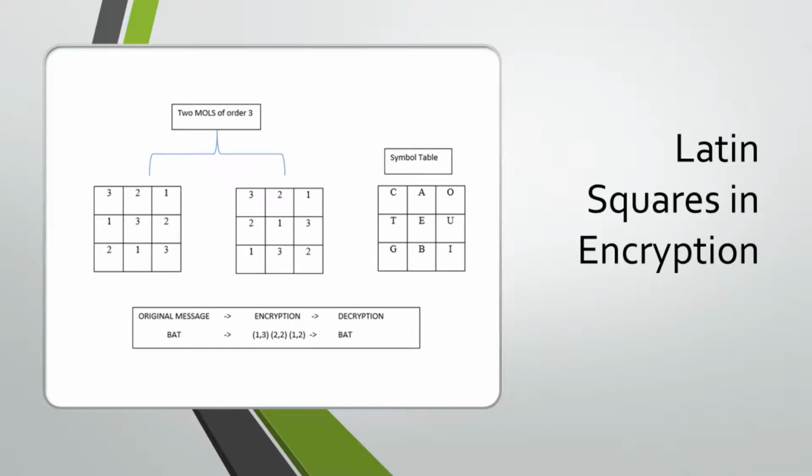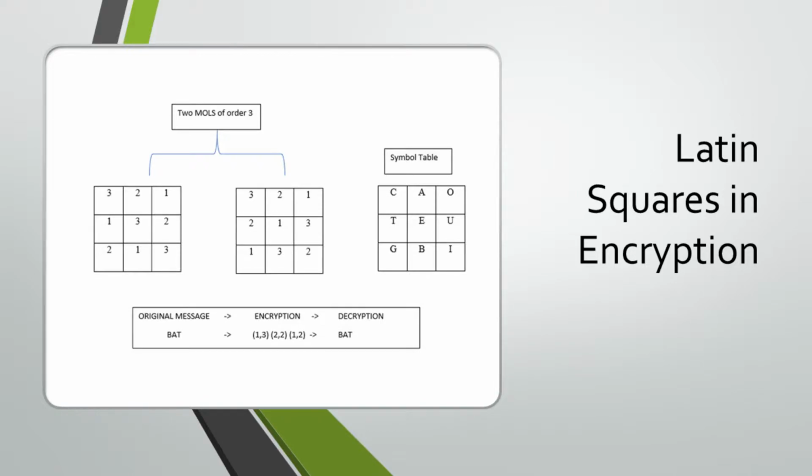Latin squares are also used in cryptology or encryption. 2 Latin squares which are mutually orthogonal with each other may be used in conjunction with a lookup table to generate an encrypted message. Mutually orthogonal Latin squares, or moles, are simply Latin squares that if they were to be superimposed, then the resulting array would have a unique value in every cell.